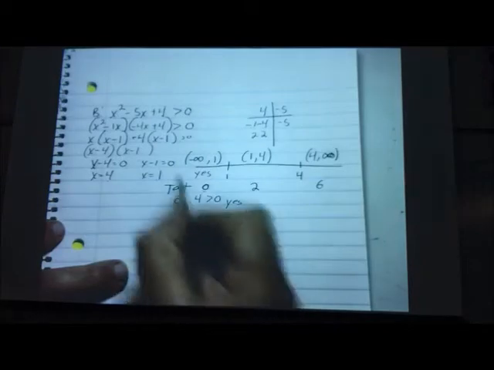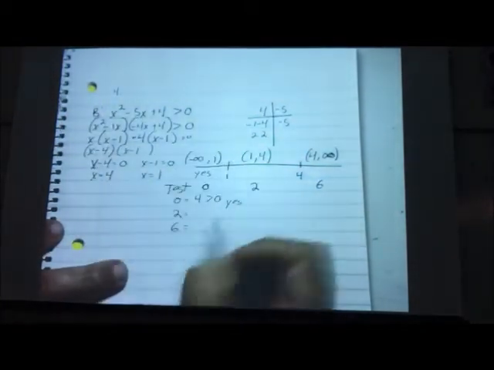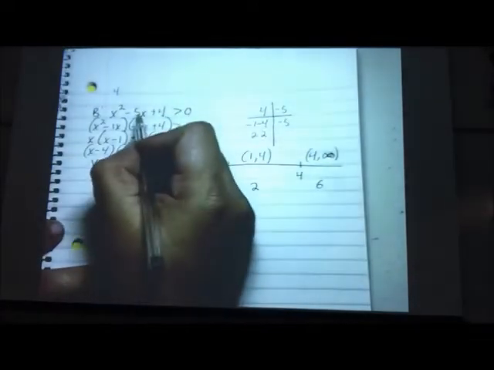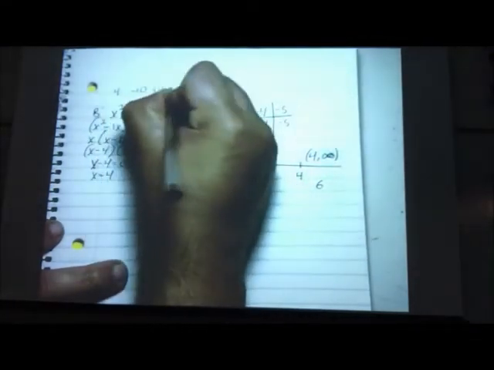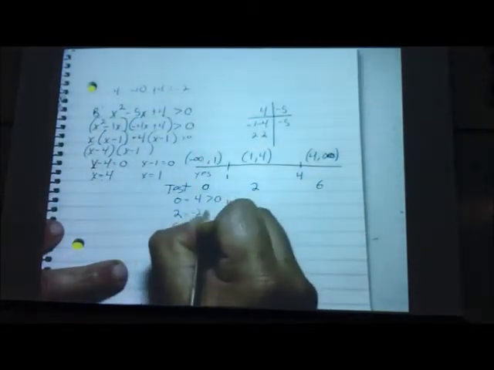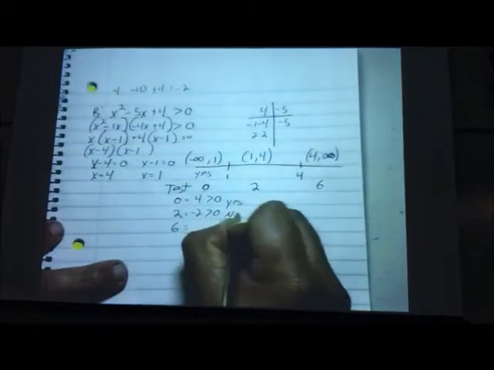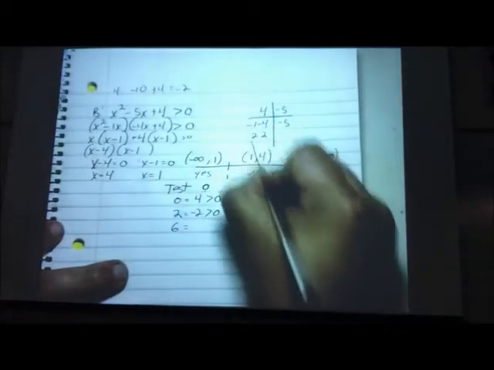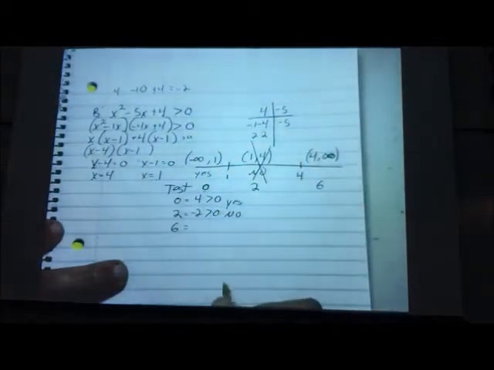The next one is 2. 2 times 2 is? 4. 2 times negative 5? Negative 10. Negative 10. Plus 4 equals? Negative 2. 4 and 4 is 8 equals negative 2. Negative 2, is that greater than 0? No. Put 1 clear X.